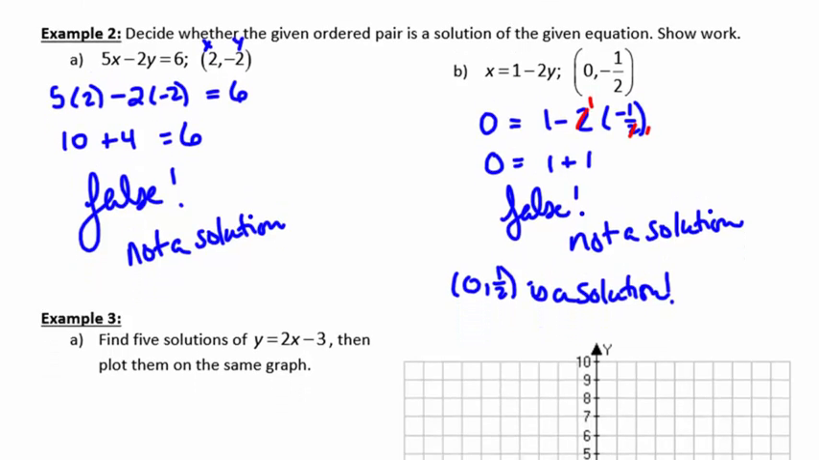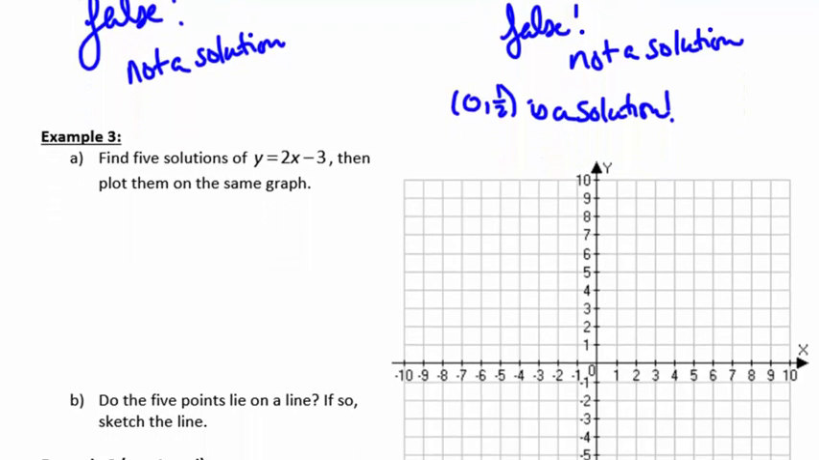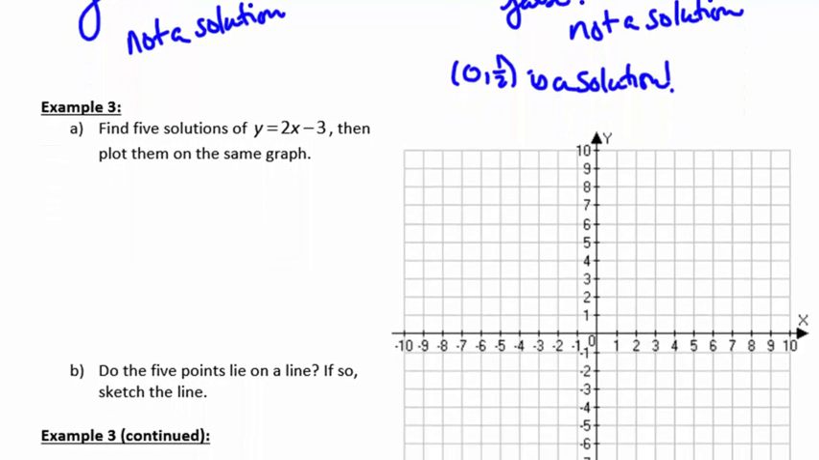Let's check out the next example. We want to find 5 solutions of y equals 2x minus 3, then plot them on the same graph. When I'm trying to find a bunch of solutions to an equation, it's often useful to make a table. So I'm going to make a table of x and y values. Now, because it's impossible to just choose a pair of x and y values that are automatically going to work, what we're going to do is start by choosing an x value and finding the y value that would work.